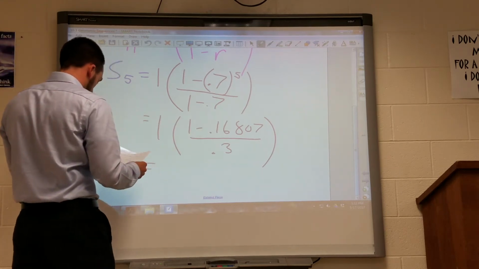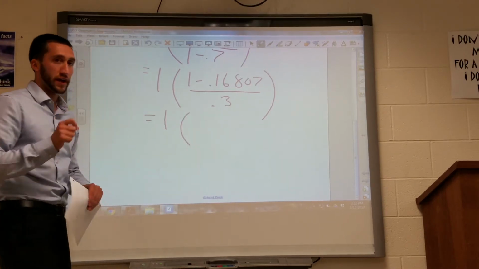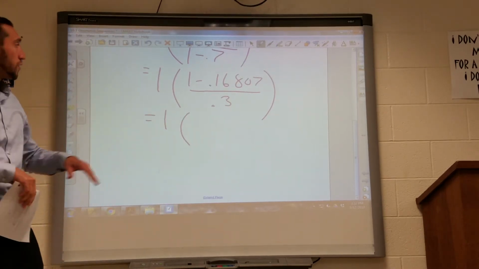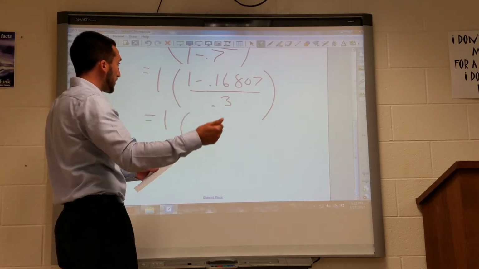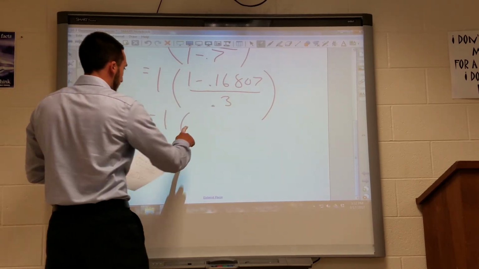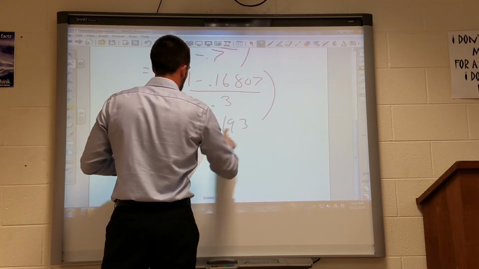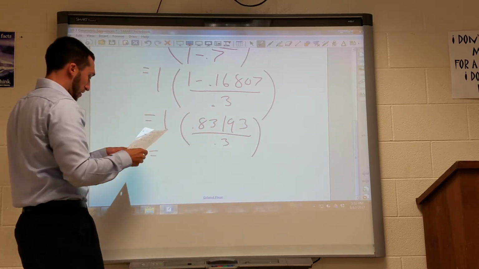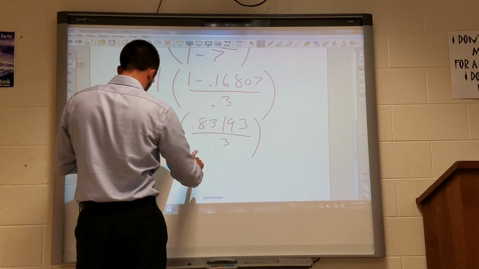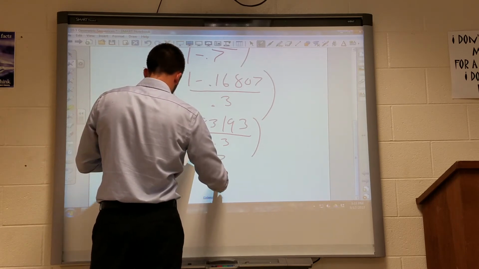Simplifying a little bit further, I'm leaving the 1 out in front just so we do not forget to multiply by that first term. We obviously know multiplying by 1 isn't going to change it, but I'm just keeping it in generalities. So if I simplify, I get 0.83193 over 0.3, and 1 times that is 2.7731.